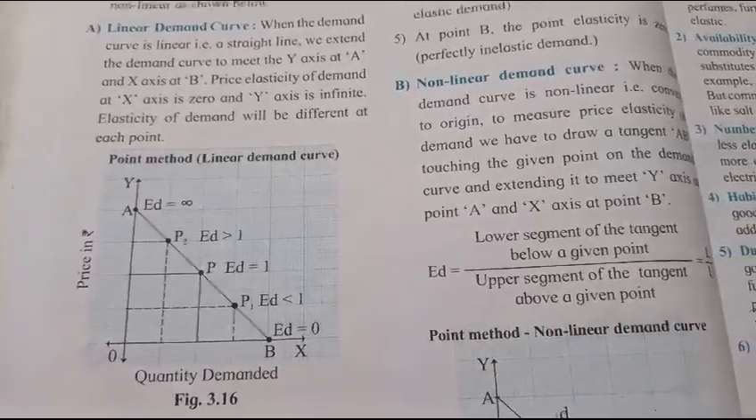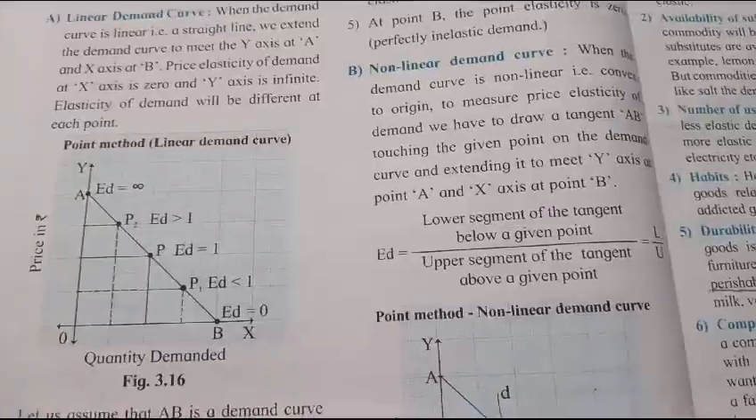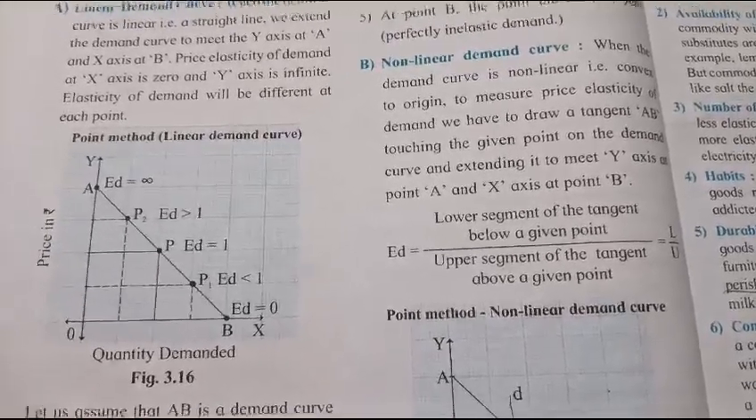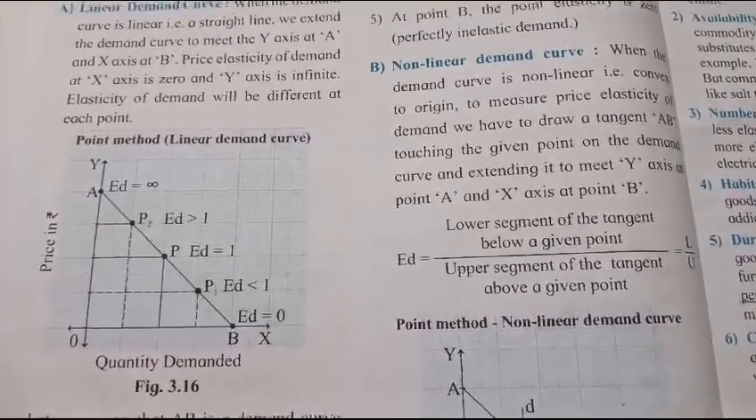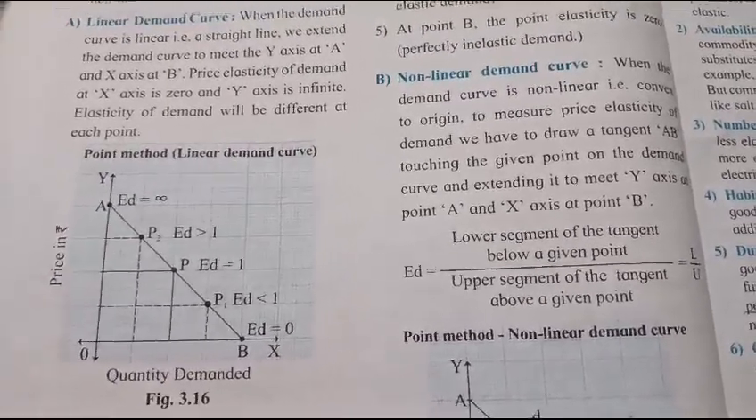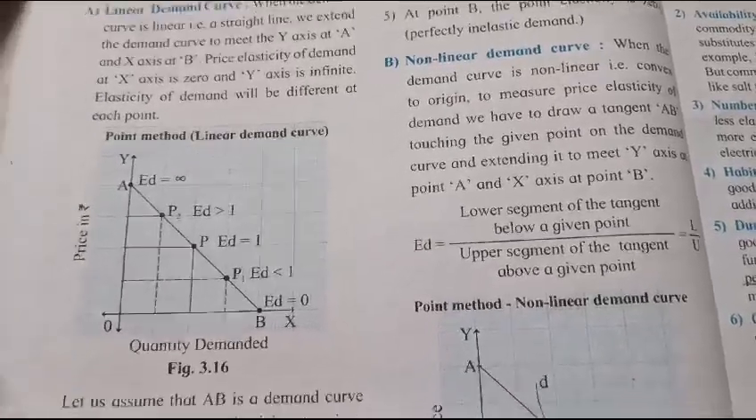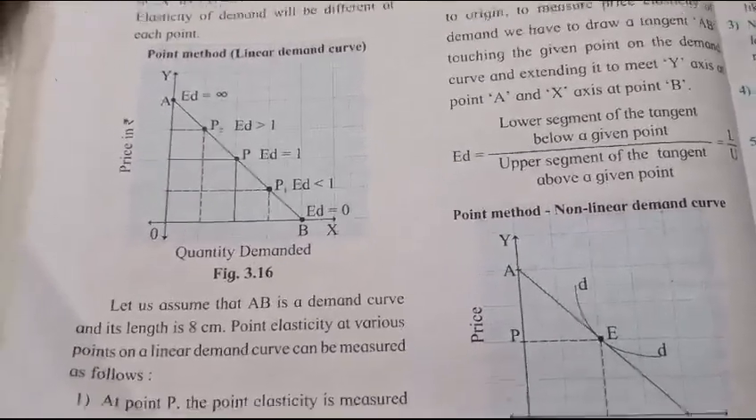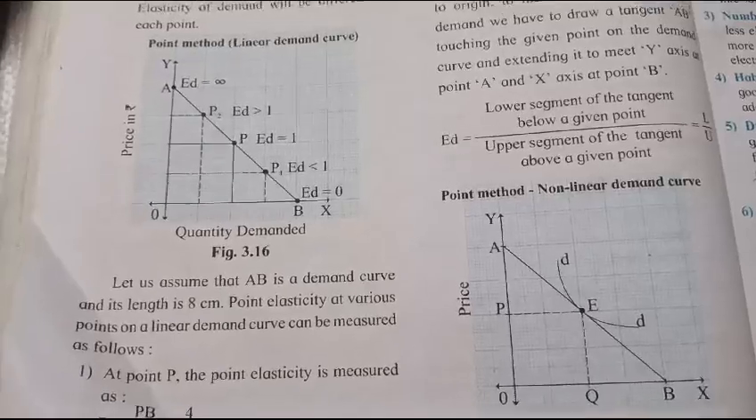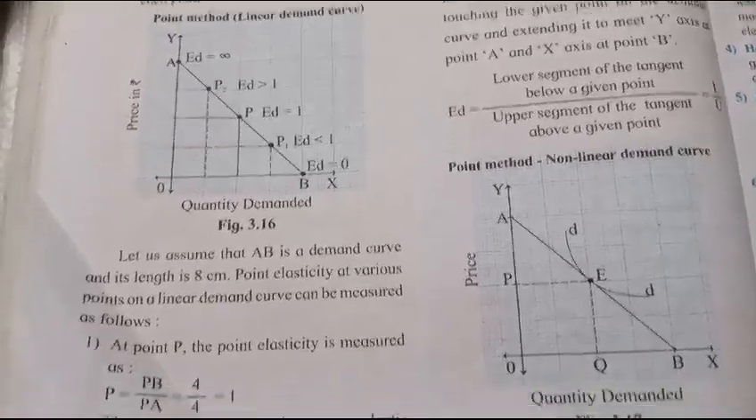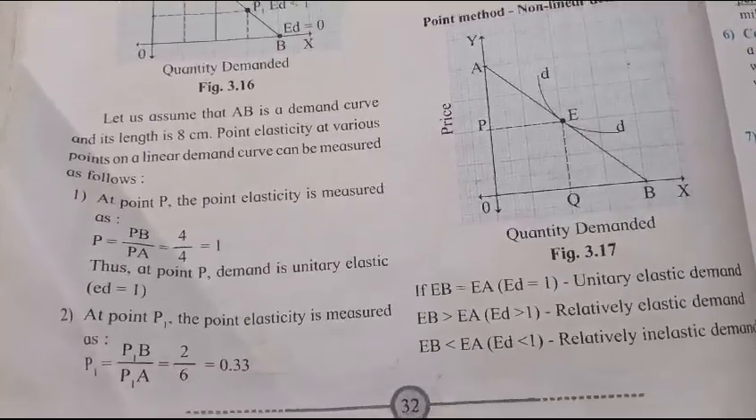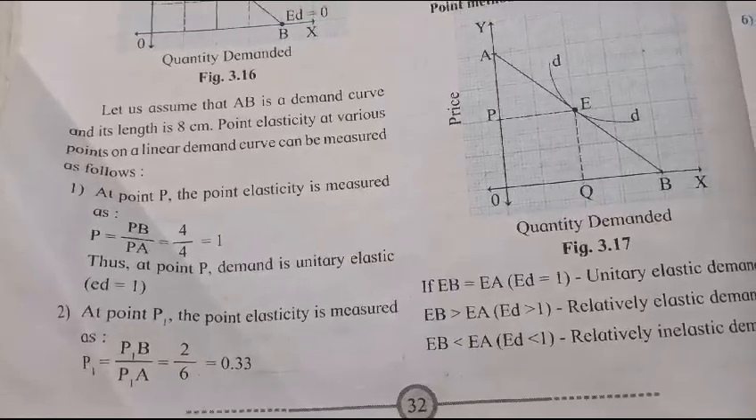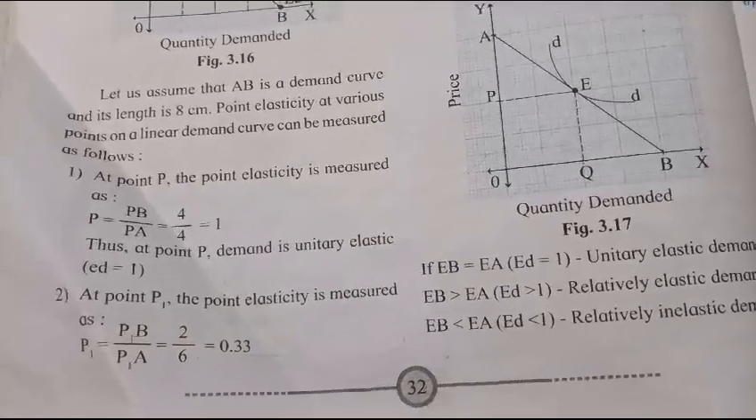A. Linear demand curve. When the demand curve is linear, which is a straight line, we extend the demand curve to meet the y-axis at A and x-axis at B. Price elasticity of demand at x-axis is 0 and y-axis is infinite. Elasticity of demand will be different at each point. Figure 3.16. Let us assume that AB is a demand curve and its length is 8 cm. Point elasticity at various points on a linear demand curve can be measured as follows.